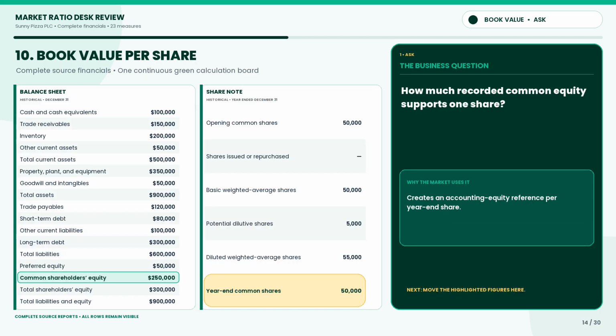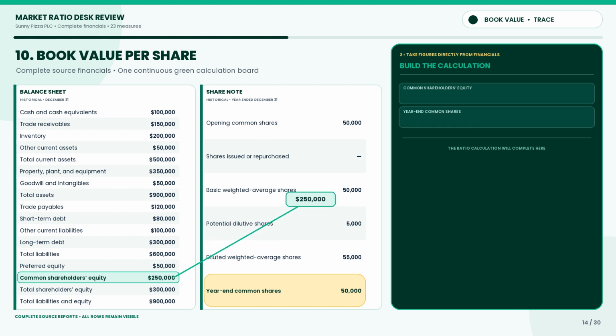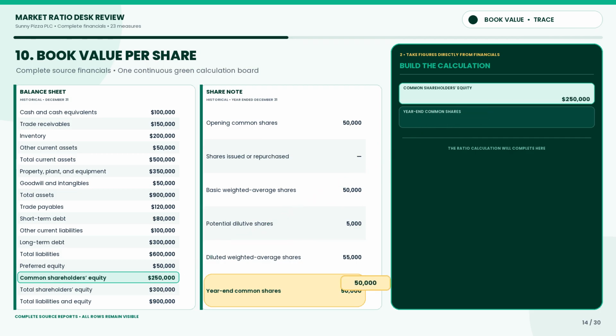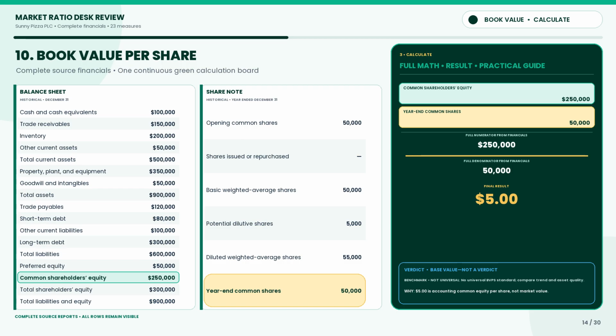How much recorded common equity supports one share? Create an accounting equity reference per year-end share. Take common shareholders' equity of $250,000 from the balance sheet. Divide by 50,000 year-end common shares. Book value per share is $5. $5 book value per share means each year-end common share is supported by $5 of recorded common equity.